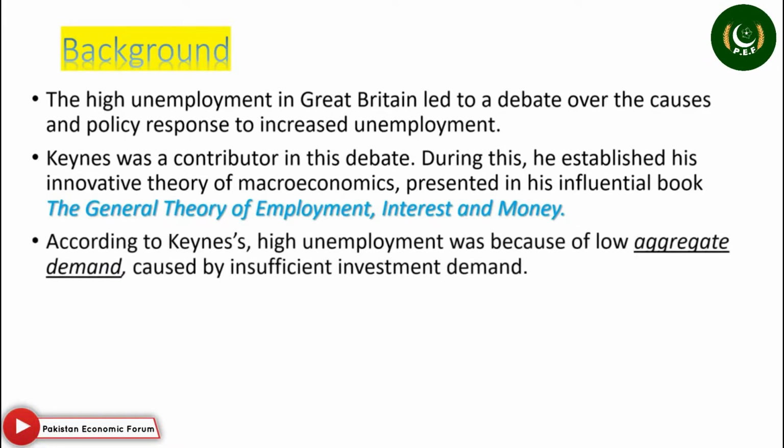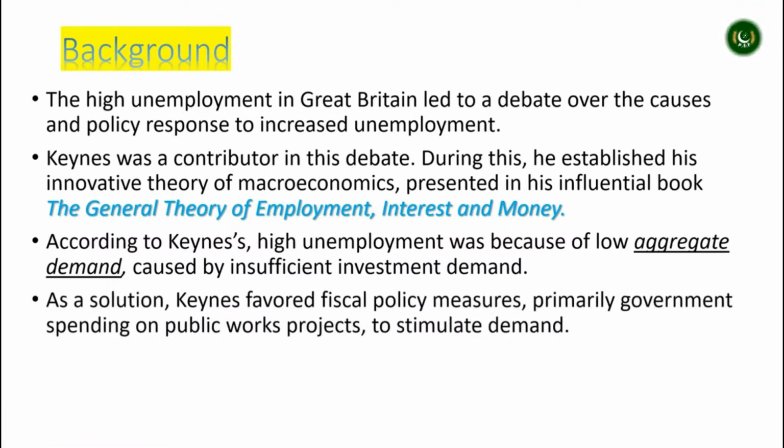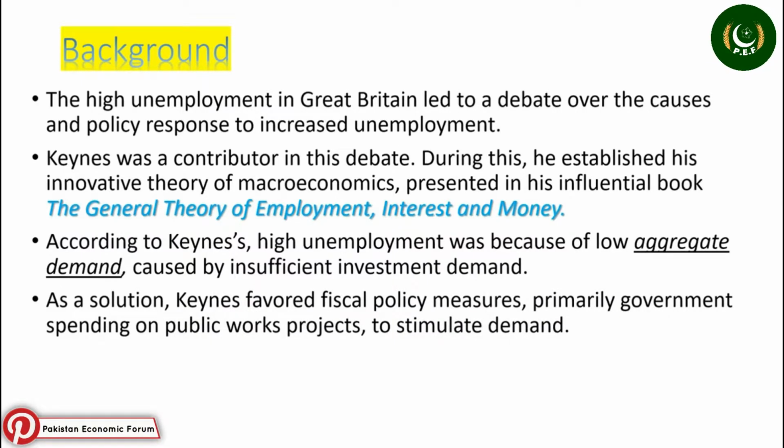According to Keynes' theory, the high unemployment in Great Britain and the US was the result of deficiency in aggregate demand. According to him, the aggregate demand was too low because of inadequate investment demand. Keynes' theory provided the basis for economic policies to combat unemployment by stimulating aggregate demand. He favored fiscal policy measures, primarily government spending on public works projects, to stimulate aggregate demand.